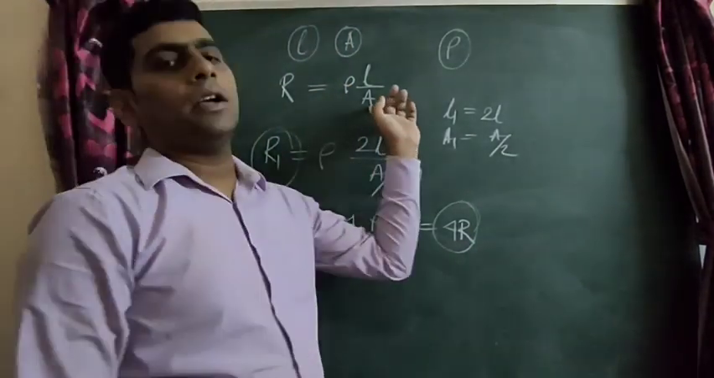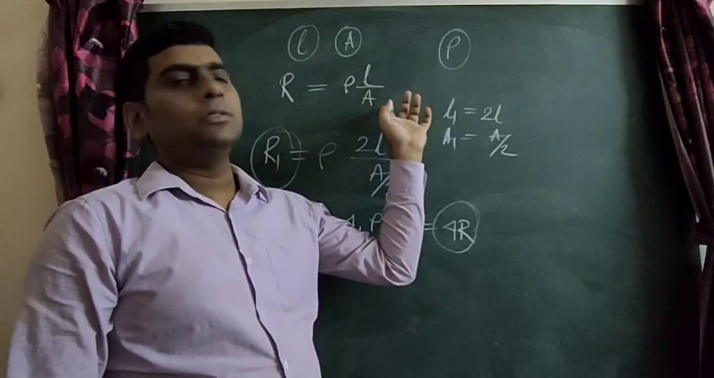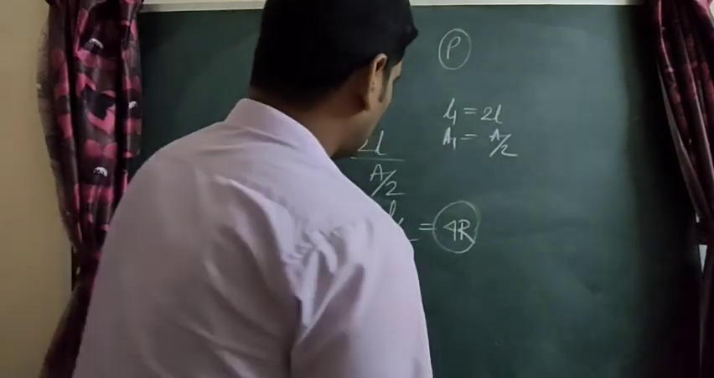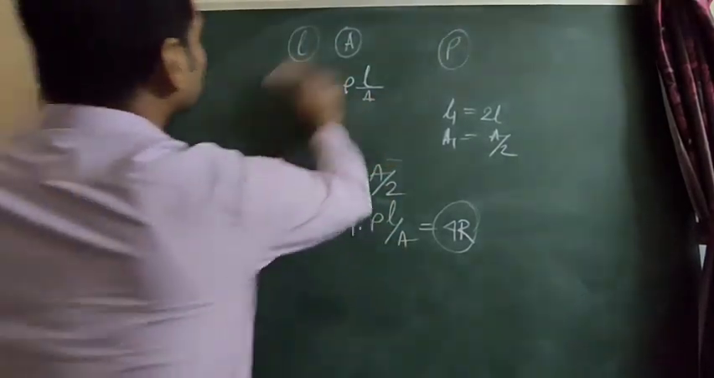Similarly, if the area of cross section gets doubled, the length becomes half, and you can calculate from that also. I hope this is clear to you.